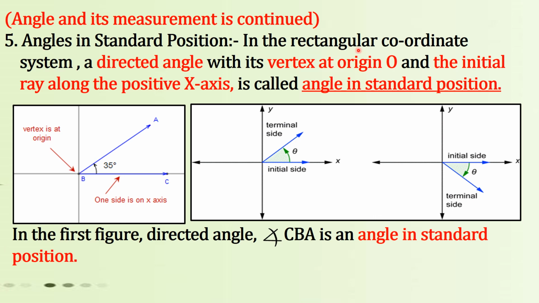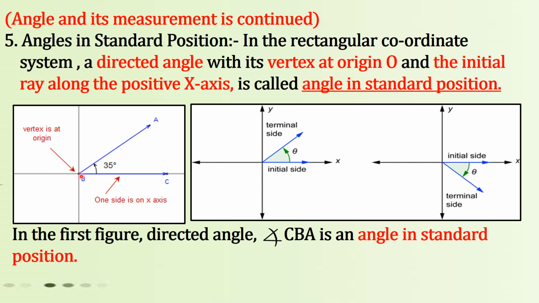In the rectangular coordinate system, a directed angle with its vertex at origin O and the initial ray or initial arm along the positive x-axis is called angle in standard position. Before that, the rectangular coordinate system you all are aware of. So, x-axis and y-axis are intersecting on a plane. Now, the angle with its vertex at origin O. If the x-axis and y-axis are intersecting, the point is called origin.